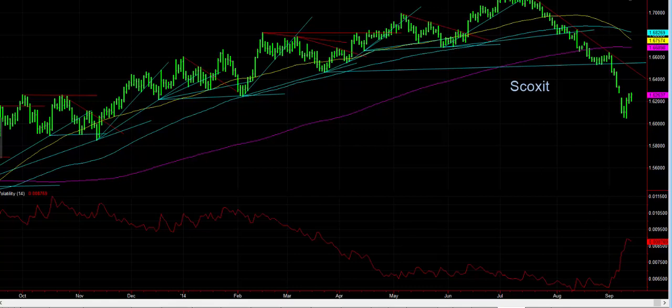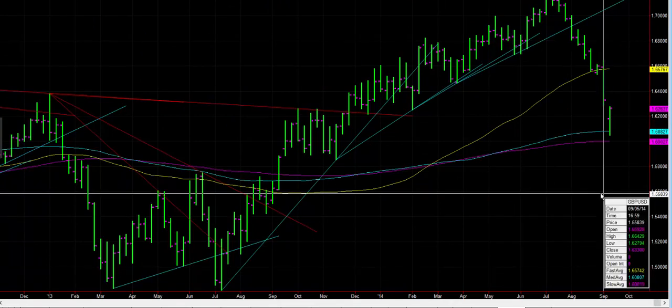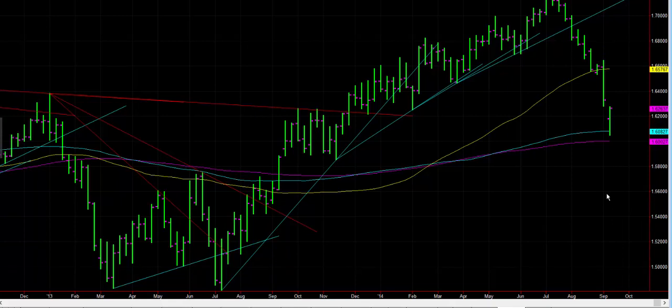Let's go ahead and take a look at the weekly chart. We can see that last weekend we closed right around the 163.30 area, and then we opened up on Monday in New Zealand at 161.80. Let's call that a 150-point depreciation. That's quite a gap downward.